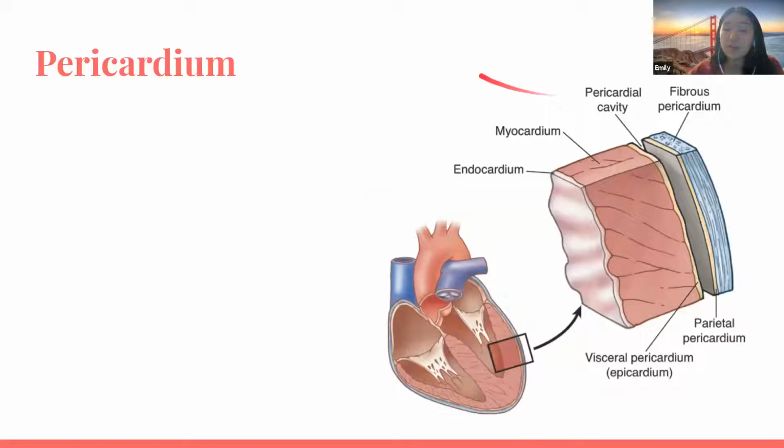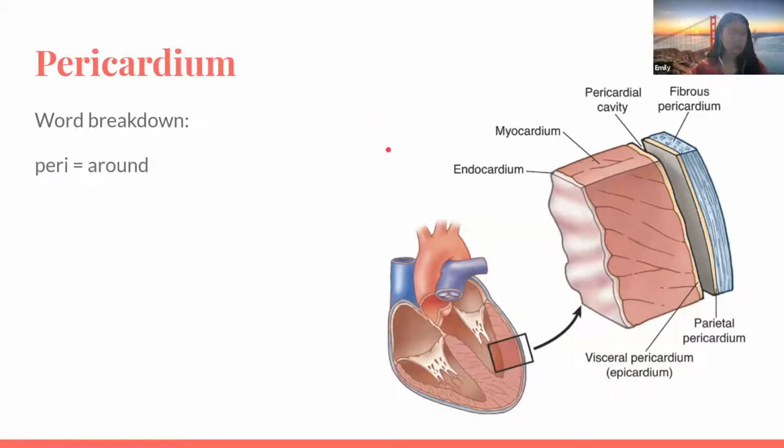Okay, another interesting feature of the heart is that it's not just all muscle, it actually has a covering. Word breakdown, pericardium. Peri means around. That's what that prefix means. And cardium means the heart. So remember when I said pulmonary means lungs, cardium is always referring to the heart.